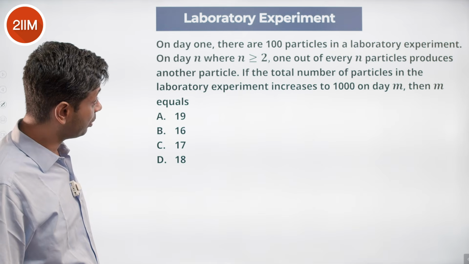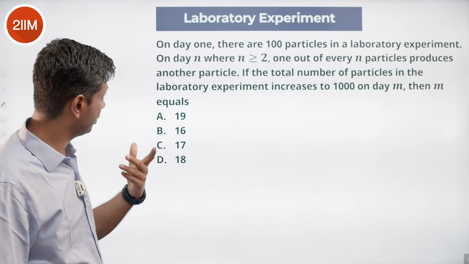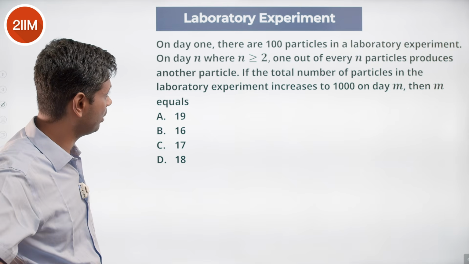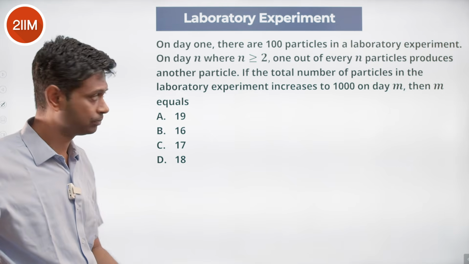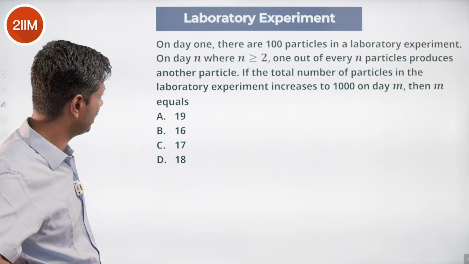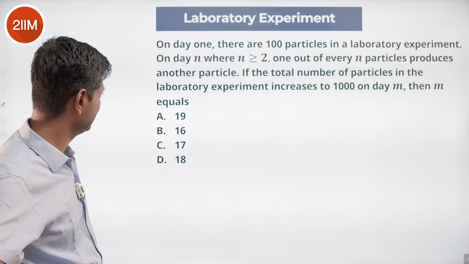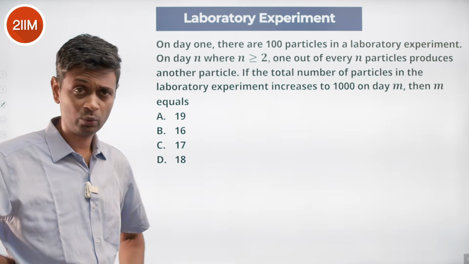On day 1, there are 100 particles in a laboratory experiment. On day n, where n is greater than or equal to 2, 1 out of every n particles produces another particle. The total number of particles in the lab experiment increases to 1000 on day m. Then m equals?